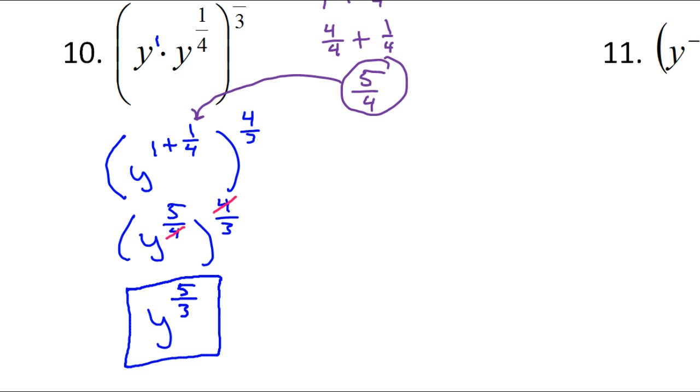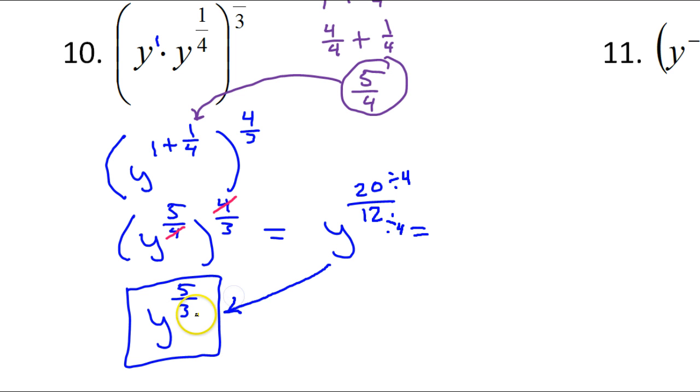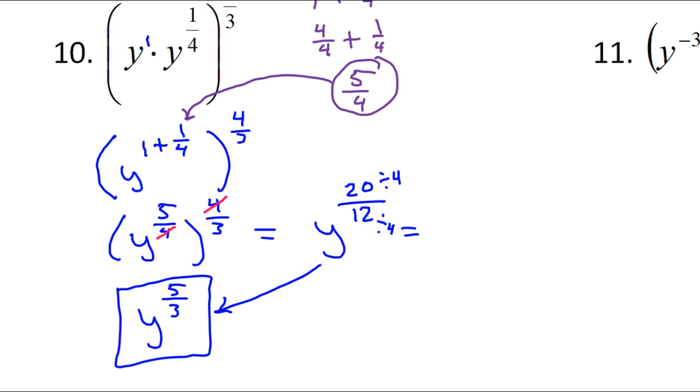Now, if you're not on my level, then you might do this. 5 times 4 is 20, and then 4 times 3 is 12. So you might do this at first, but then you have to reduce. So you might go, okay, both of these are divisible by 4. Hopefully you recognize that at least. So then that will give you 5/3. Okay, so that would be the answer to number 10.